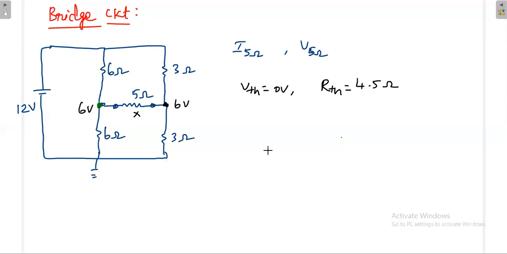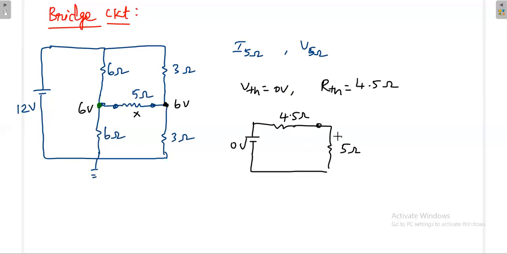Now if you apply that condition, here 0 volt is there, here 4.5 ohm is there, and the load is 5 ohm. Because your Thevenin voltage has become 0, definitely the current across the 5 ohm is 0 ampere. So the voltage across the 5 ohm is also 0.